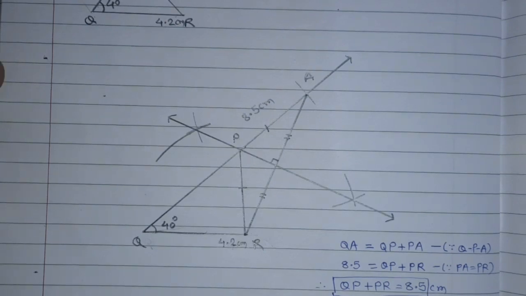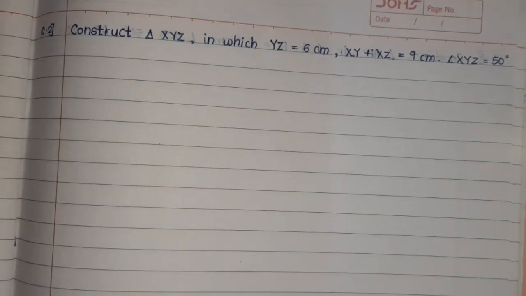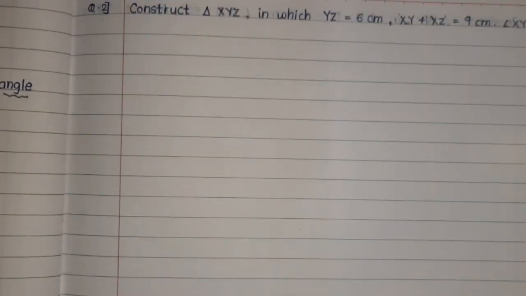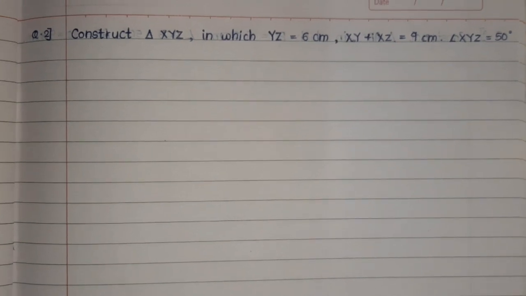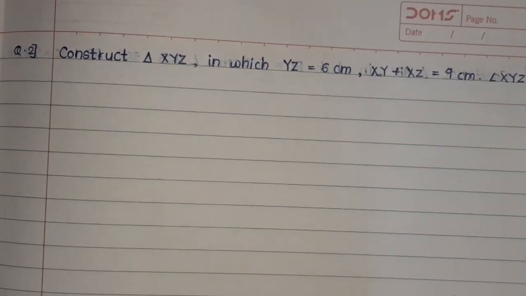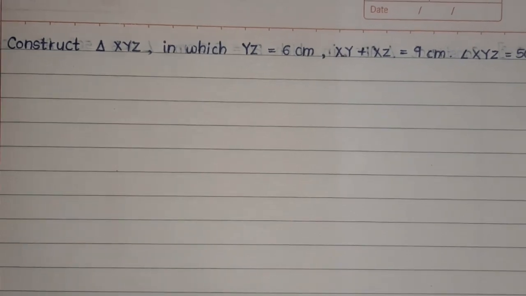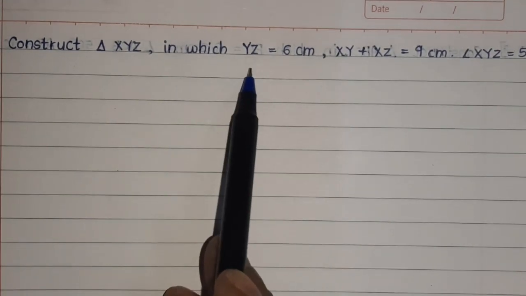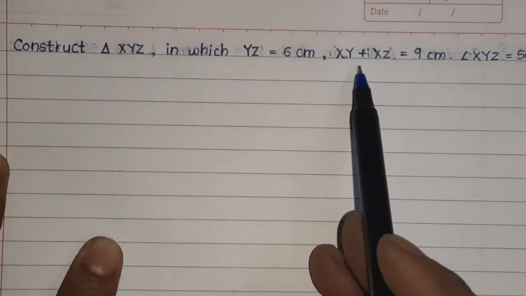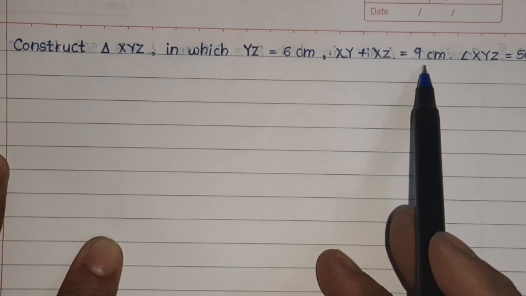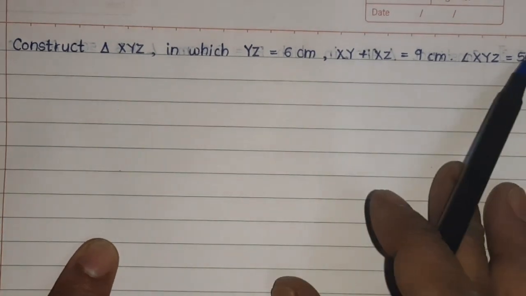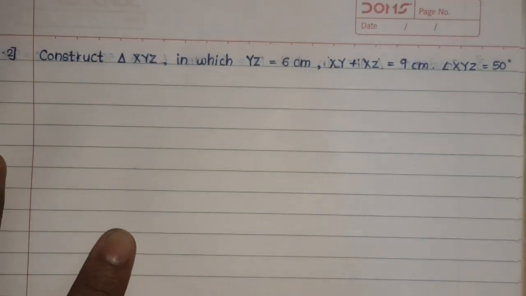Now, dear student, we have to start with the second sum. From practice set 4.1, the second question is given. Now, see here, what is given? Construct triangle XYZ in which YZ is 6 cm, XY plus XZ is equal to 9 cm and angle XYZ is equal to 50 degrees. Dear student, we have to construct the triangle.